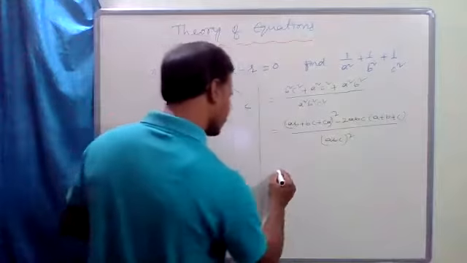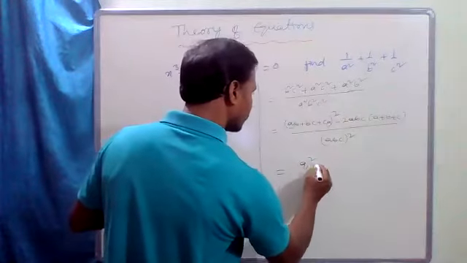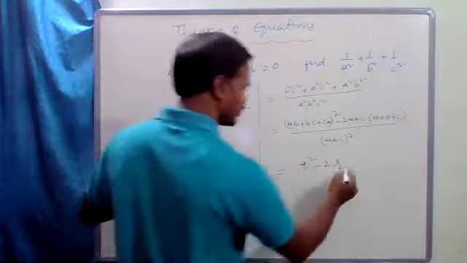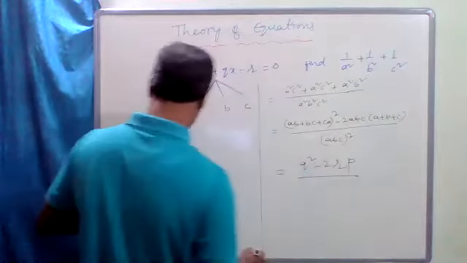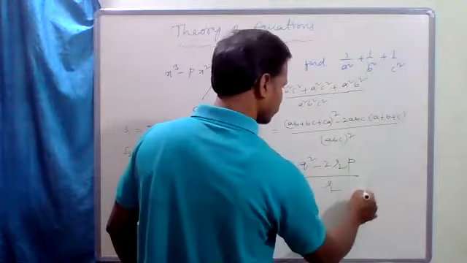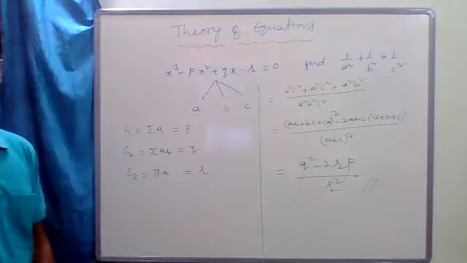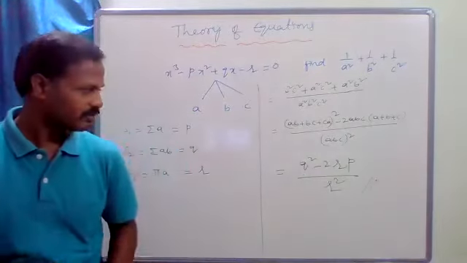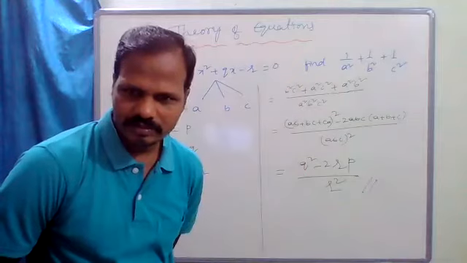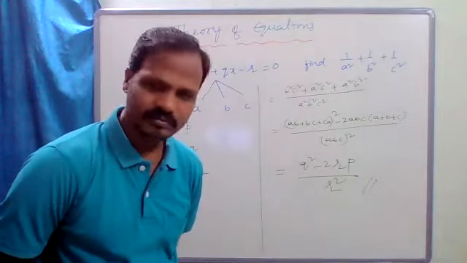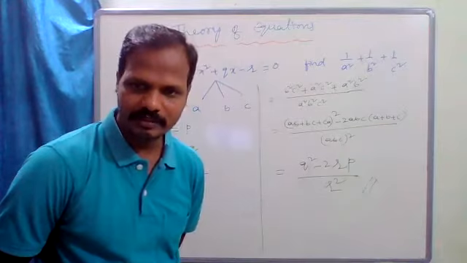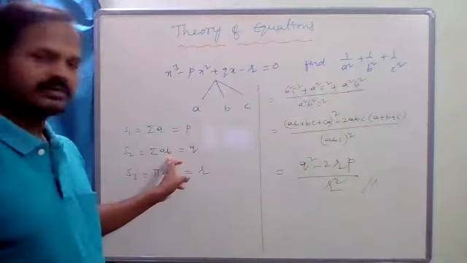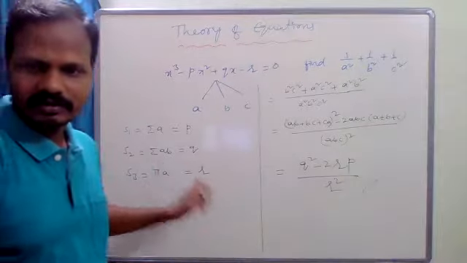Now, what is the value? This is equal to AB means Q, so Q square, minus 2 into what is ABC? R. What is A plus B plus C? Which is P, divided by ABC, which is R. So it is Q square minus 2PR, not P, Q. Sigma AB.